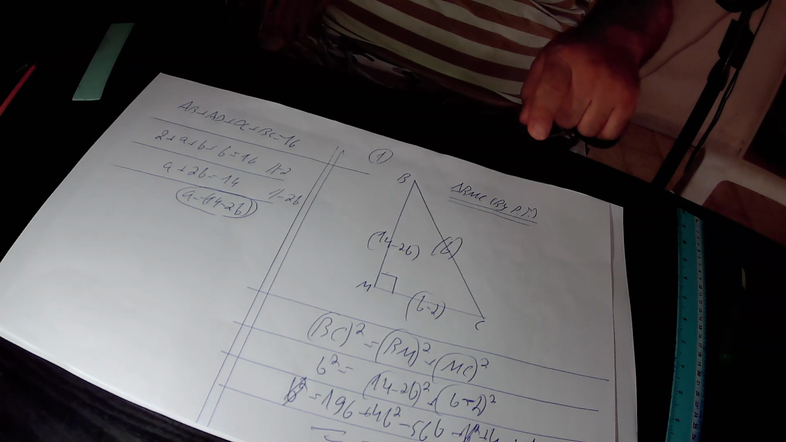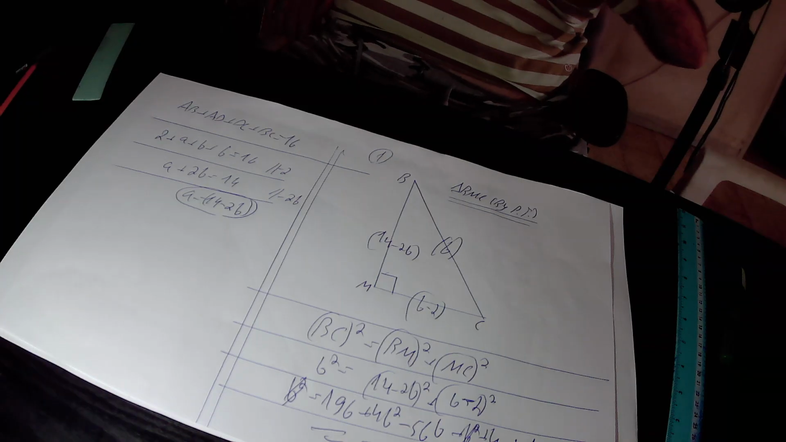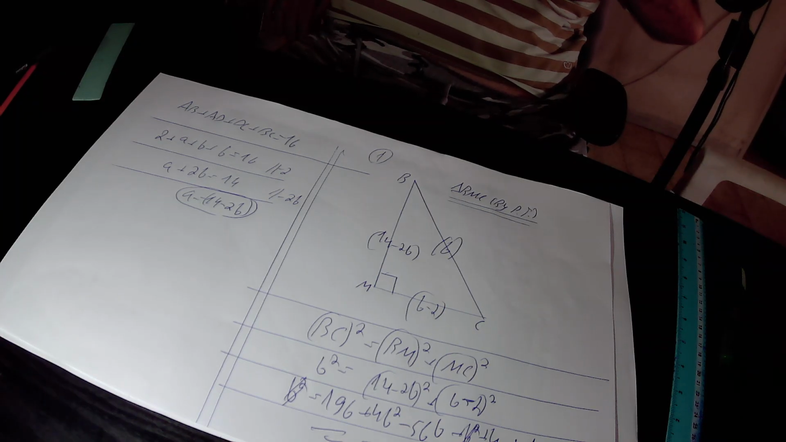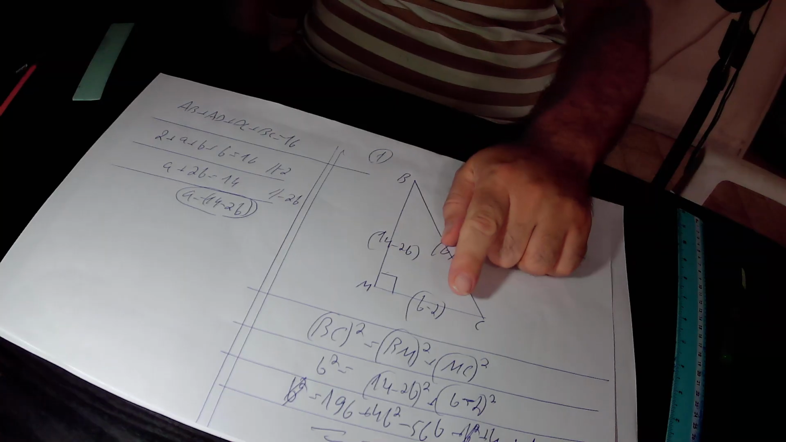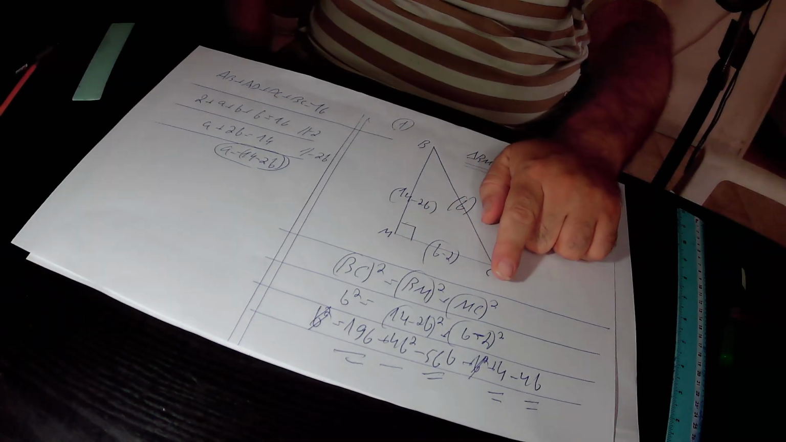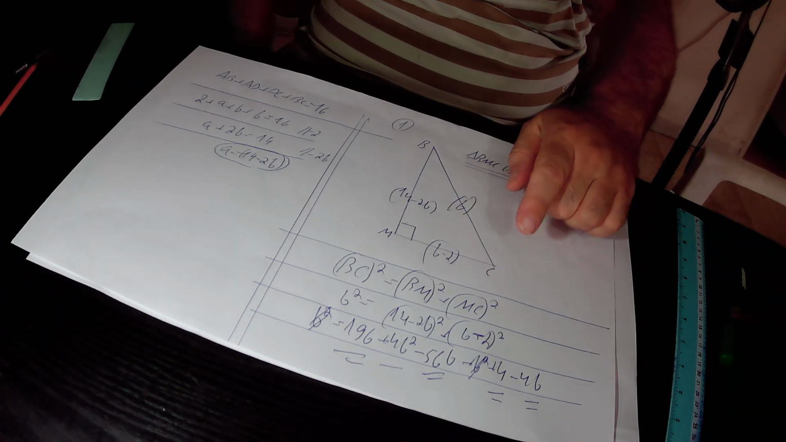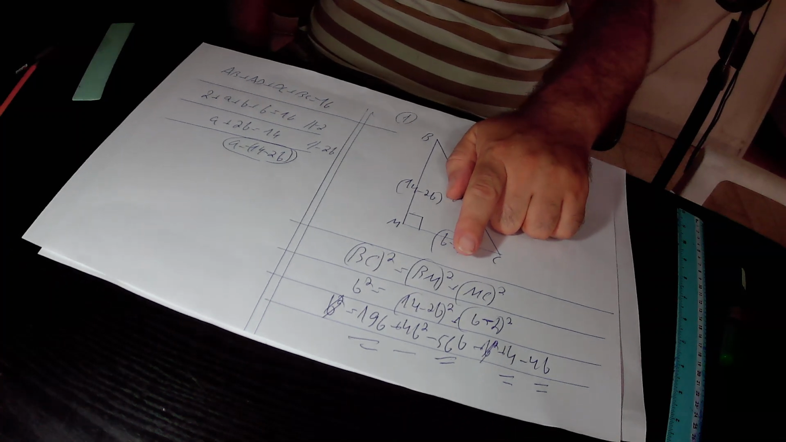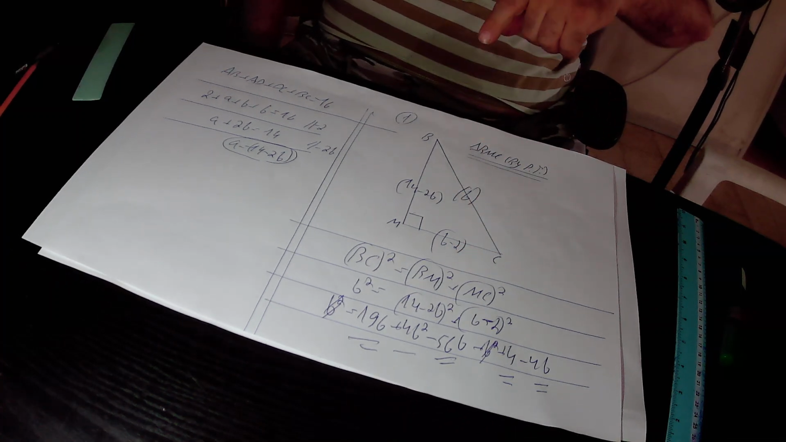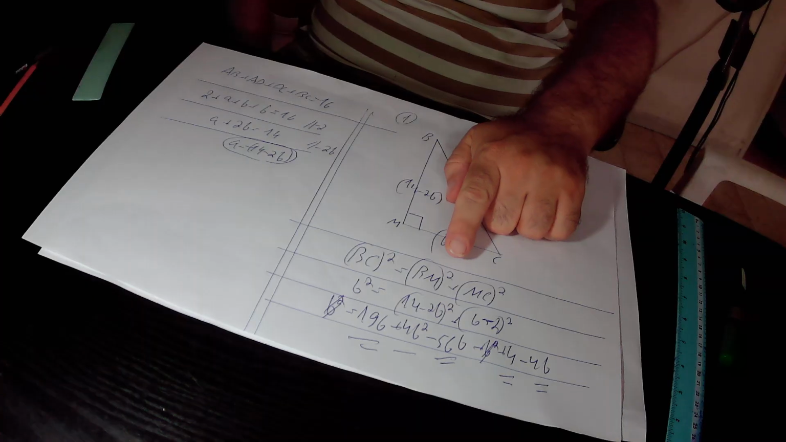And we also add MC squared. MC is B minus 2, therefore MC squared is (B minus 2) squared. So in total, we find that B squared equals (14 minus 2B) squared plus (B minus 2) squared. We open the brackets on this side of the equation and find that B squared equals (14 minus 2B) squared.